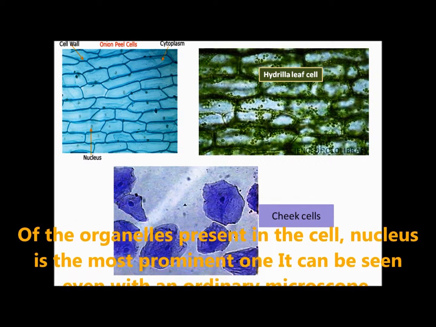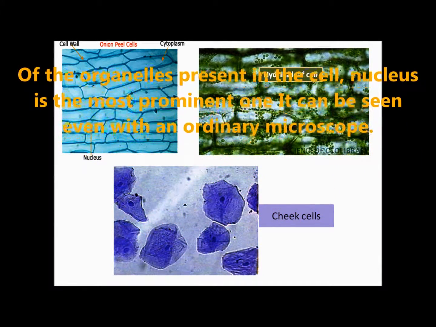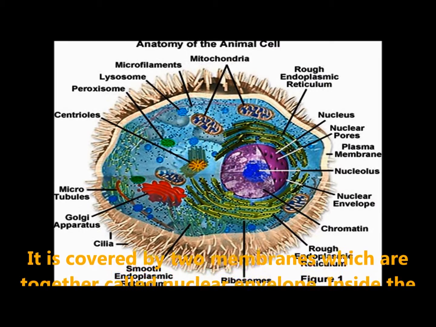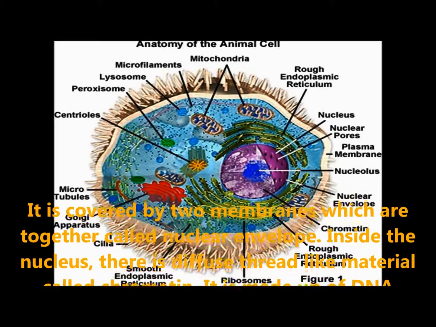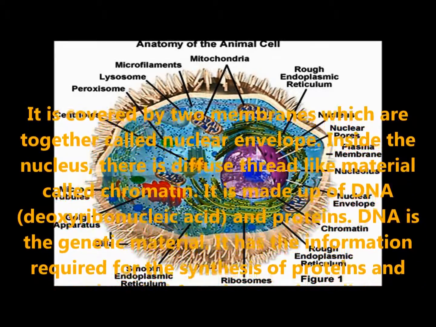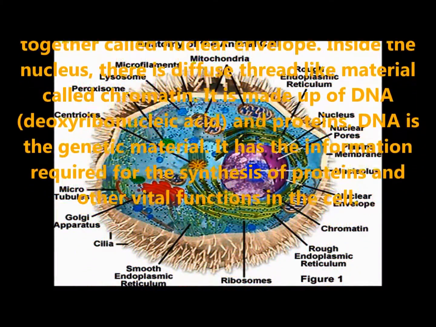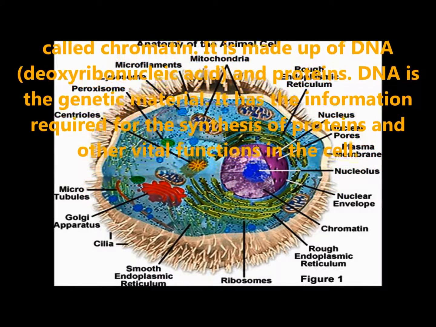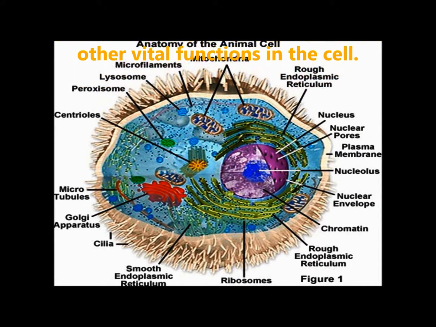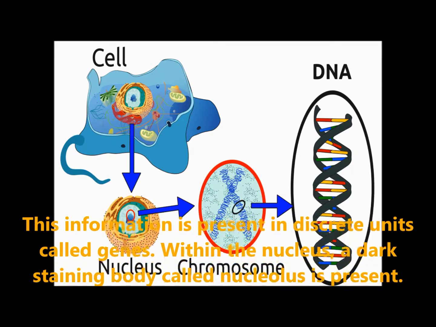Of the organelles present in the cell, the nucleus is the most prominent one. It can be seen even with an ordinary microscope. It is covered by two membranes which are together called the nuclear envelope. Inside the nucleus, there is a diffuse thread-like material called chromatin. It is made up of DNA and proteins. DNA is the genetic material. It has the information required for the synthesis of protein and other vital functions in the cell. This information is present in discrete units called genes.